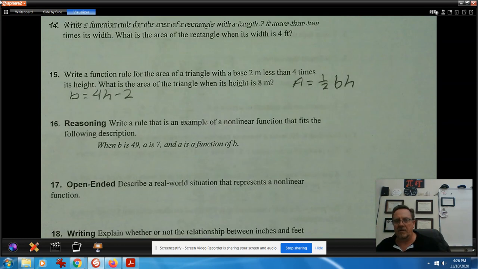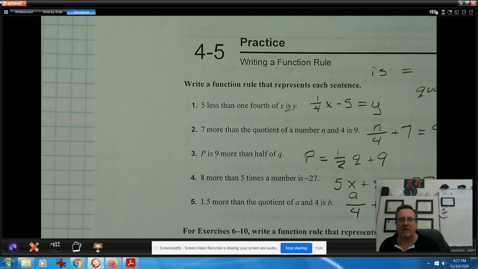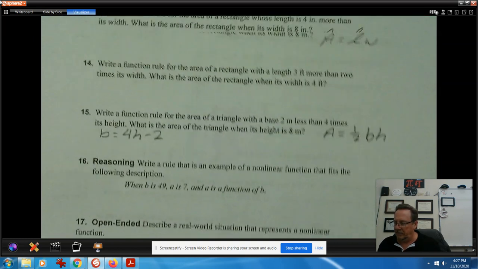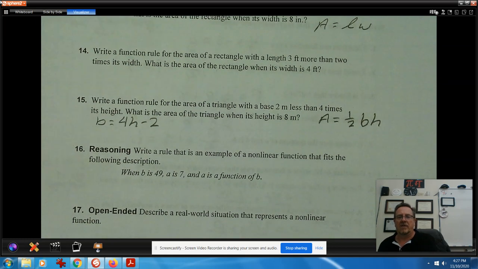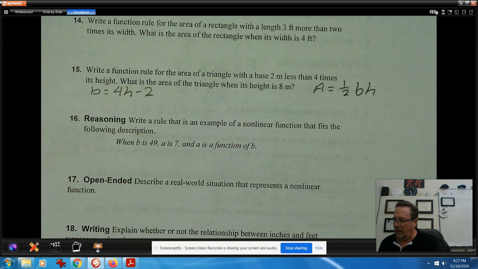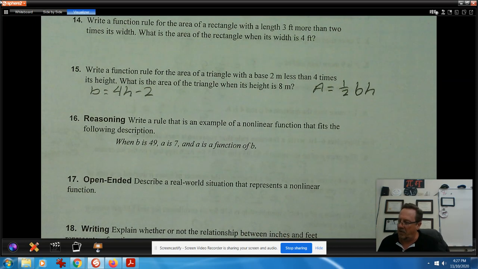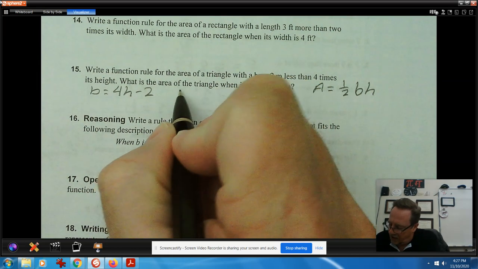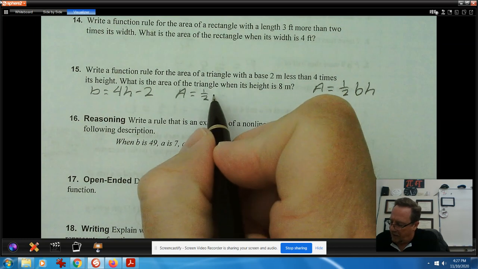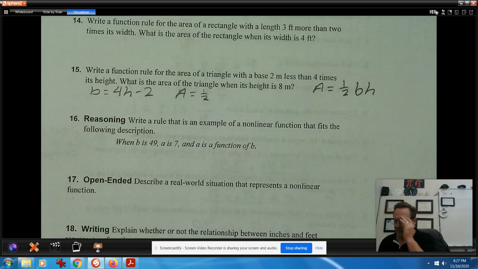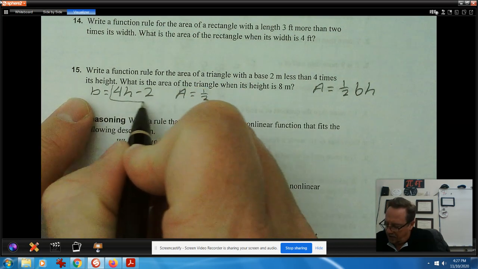And again, the key term, less than 4 times the height, is kind of like what we were doing here: 5 less than 1/4 of x is y. We can say b is equal to 4h minus 2 because it's 2 less than 4 times its height. But we had this equation over here. It said A is equal to 1/2 the base times the height. And so we could rewrite this and say that the area is equal to 1/2 of b times h. But b is this, isn't it?